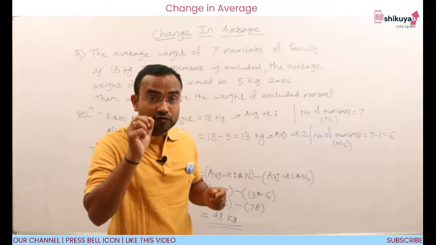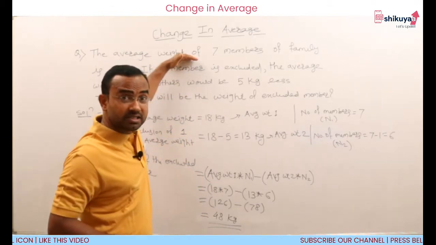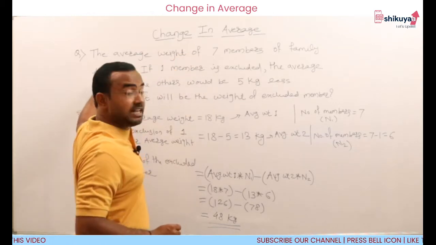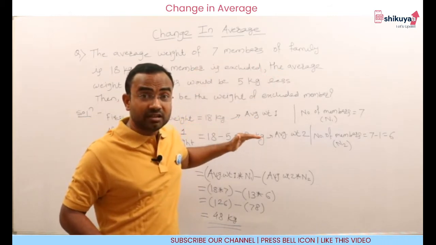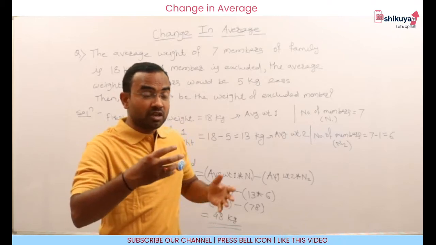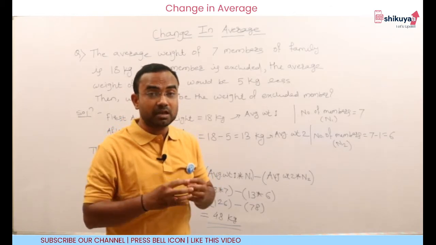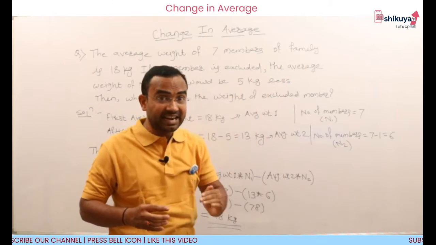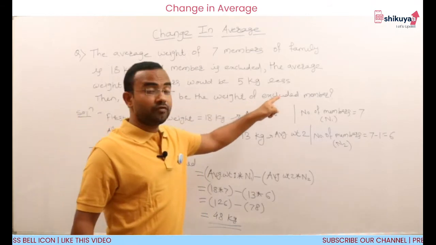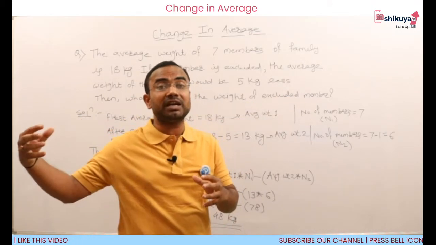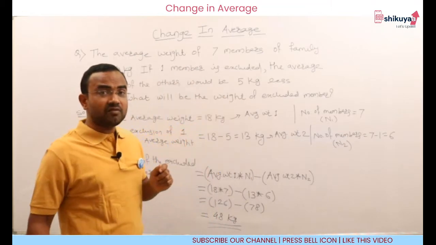This is the problem of change in average. Now how can we say that this problem belongs to change in average? The first average will be 18. Now one member of that family is excluded and then the average gets changed, because if we have calculated the average weight of 7 members and one member is excluded, that means only 6 members are present, so the average weight may decrease, so there will be a change in average. Now what we have to calculate is the weight of the excluded member, the member that we have excluded from that list of 7 members. So, starting directly with the solution now.